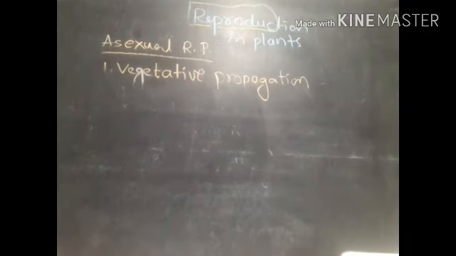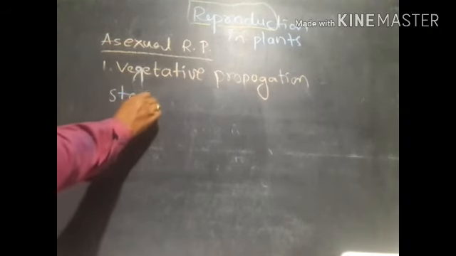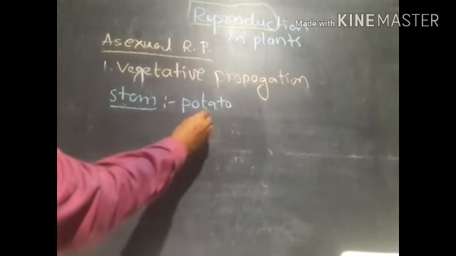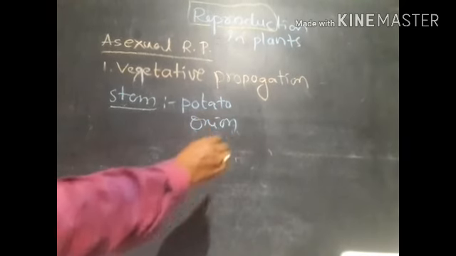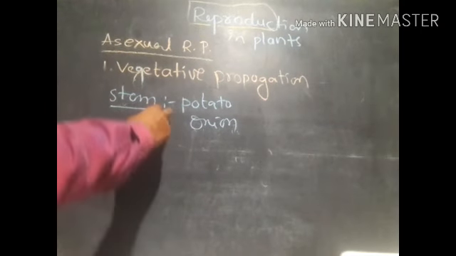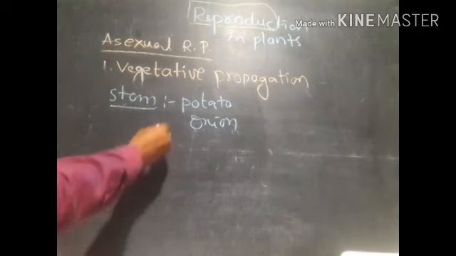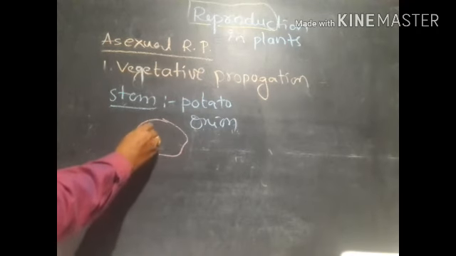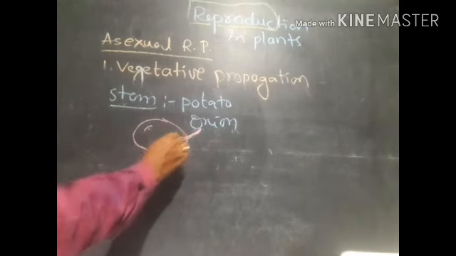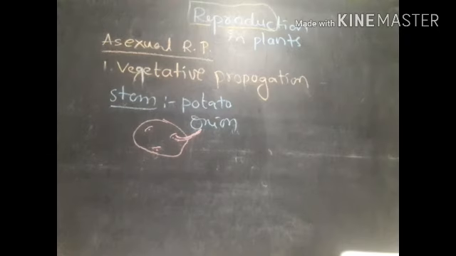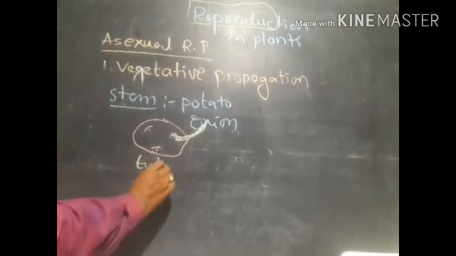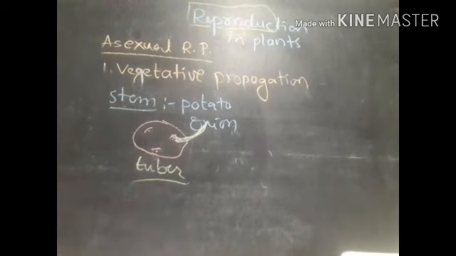Here, for example, vegetative propagation by stem. The best example is potato and onion, right? Potato and onion can be reproduced by the stem. For example, potato is called tuber, potato tuber. On potato tuber, you can see eyes. From these eyes, there is a growth of new plant. These eyes have the capacity to produce new plant. Here, potato tuber is a stem. It is not a root.